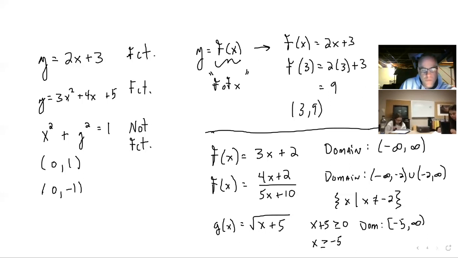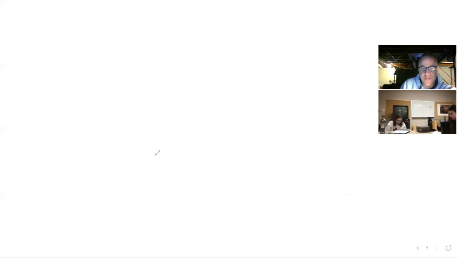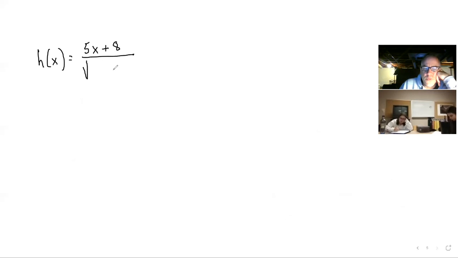So I'm going to give you one more. I'm going to have you look at this one and see if you can tell me the domain. I'll go h of x, and this one I'm going to have, let's go with 5x plus 8 over the square root of x minus 2. All right. We still have a couple of minutes, so go ahead and see if you can figure out what the domain of that one will be.